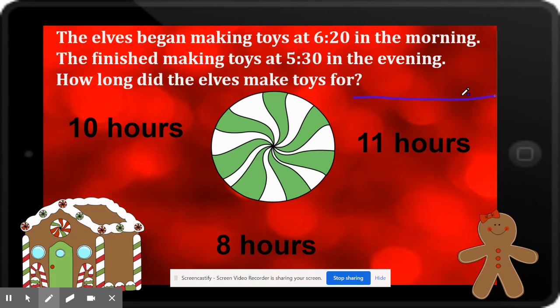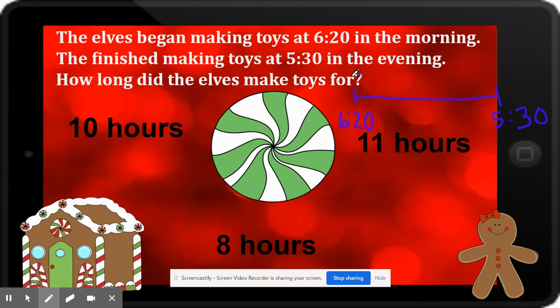Make your number line. The elves began making toys at 6:20 in the morning. Okay? I'll show you how I can see right away that they've messed up on this one. They finished making toys at 5:30 in the evening. So I know the beginning of my number line and I know the end of my number line. How long did the elves make toys?